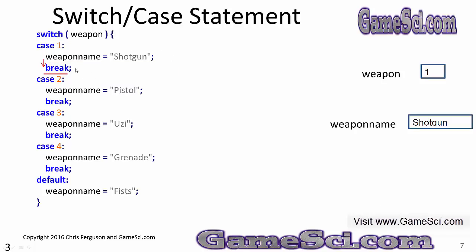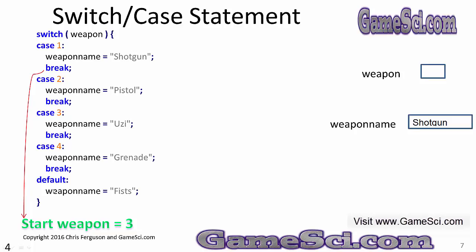After the weapon name equals shotgun, it will hit what's called a break statement. And that literally says break me out of the case. I found my match. I set my weapon name. I want to break out of the code. And what the break statement does is it follows this path outside of the switch. It literally means break out of the switch, and the code after the switch case statement will execute.